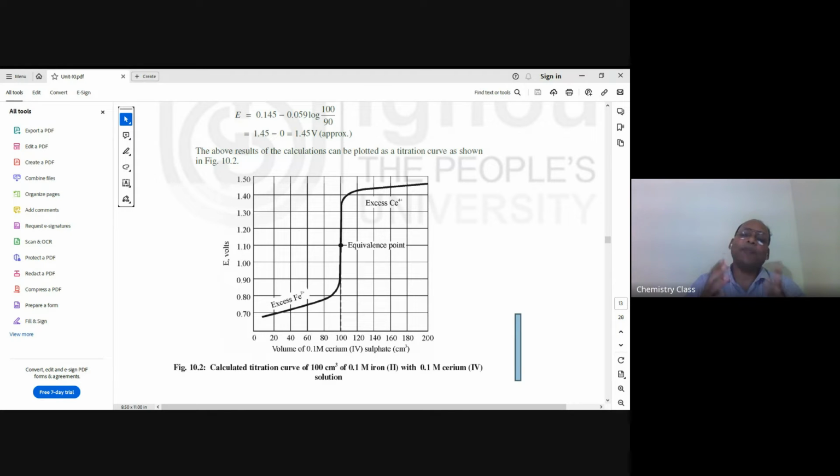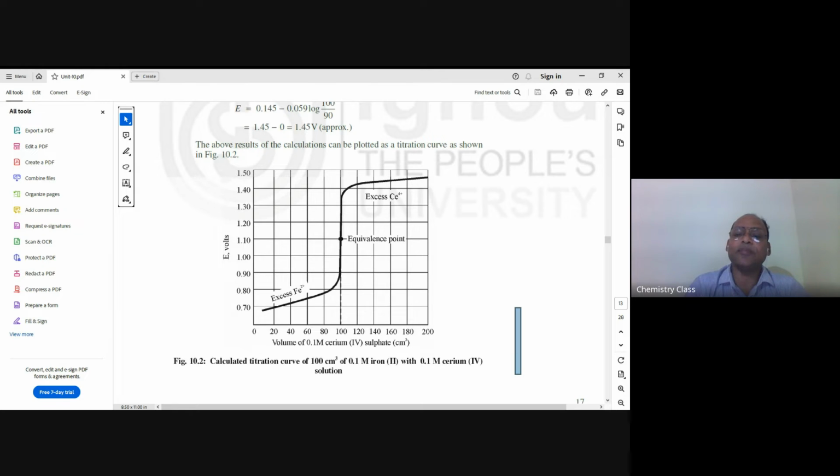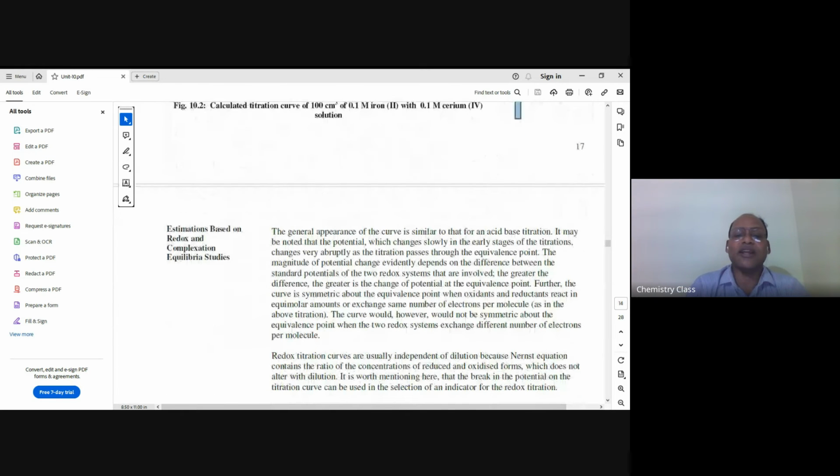So you have to understand that when the oxidation half is there, the E volt value will increase in the case of Fe2+ to Ce4+. With more Ce4+, the E volt is around 1.45. When there is excess Fe2+, the value is around 0.69. So that is the plot for the titration against oxidation and reduction.